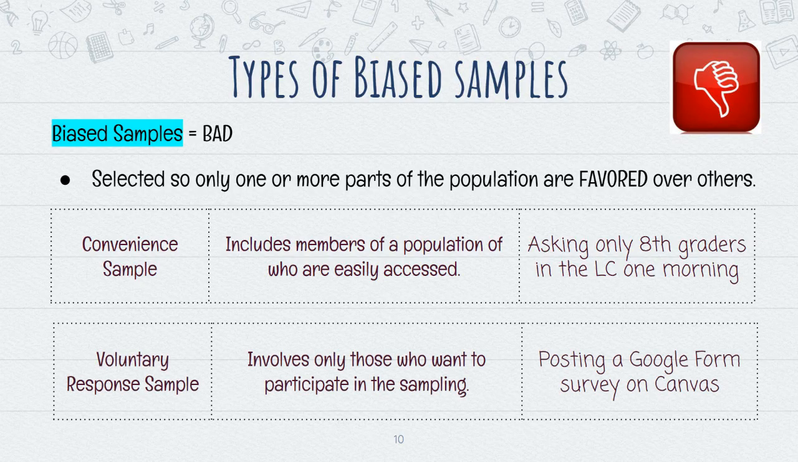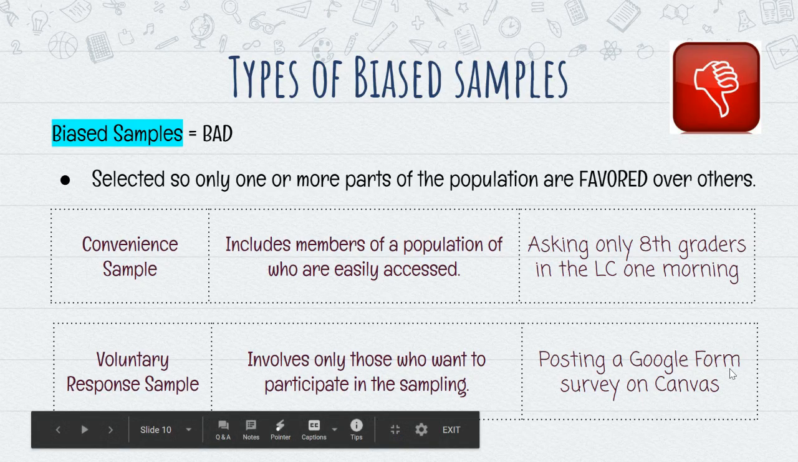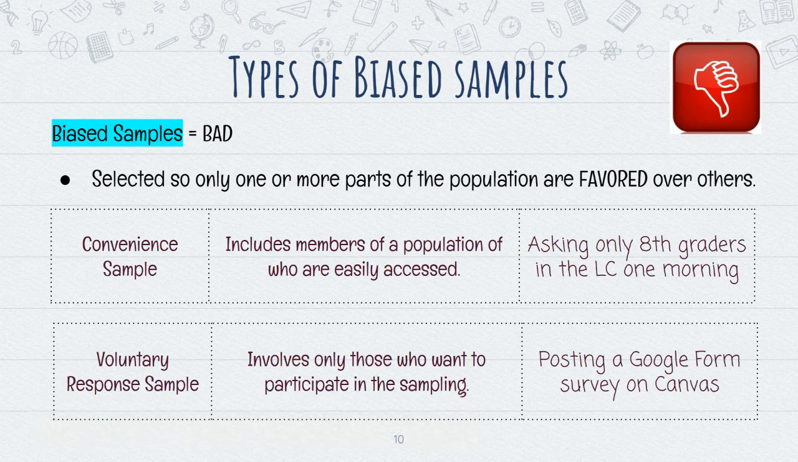A voluntary sample is one where your participants are choosing to participate, right? They're volunteering. So for example, posting a Google form survey on Canvas, right? People don't have to do it. It's just the people that maybe want to shorten lunch or don't want to shorten lunch. Those are the people that are going to go on there and do it. So it's a biased sample.